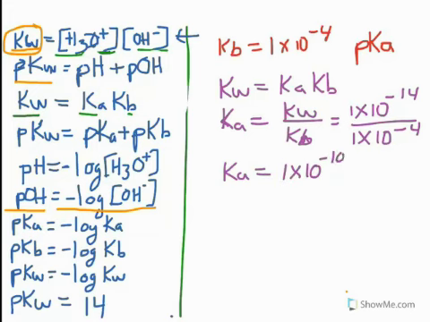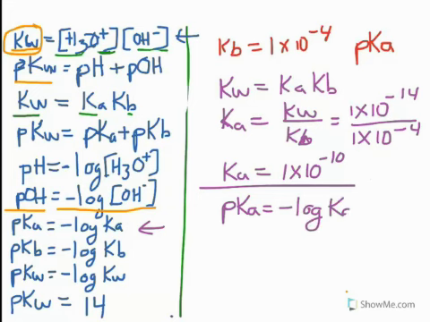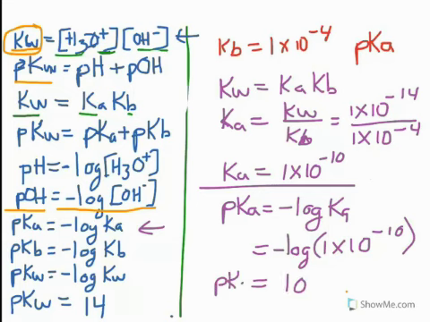Now that I have Ka, I can use this equation right here, pKa equals the negative log of Ka, to solve for pKa. So to do the algebra for this, pKa is equal to the negative log of Ka. You have to write it out, which is equal to the negative log of the quantity 1 times 10 to the minus 10th, which is equal to 10. And we circle our answer.